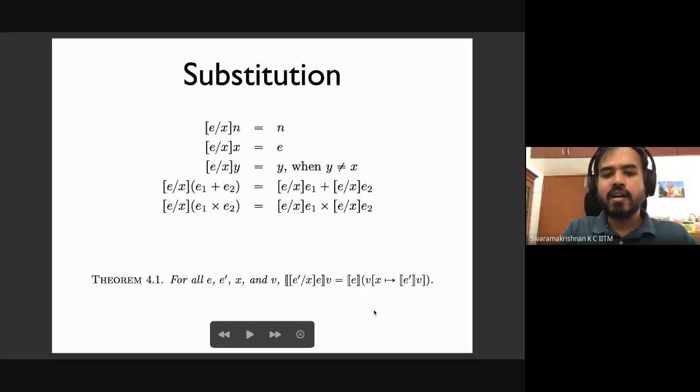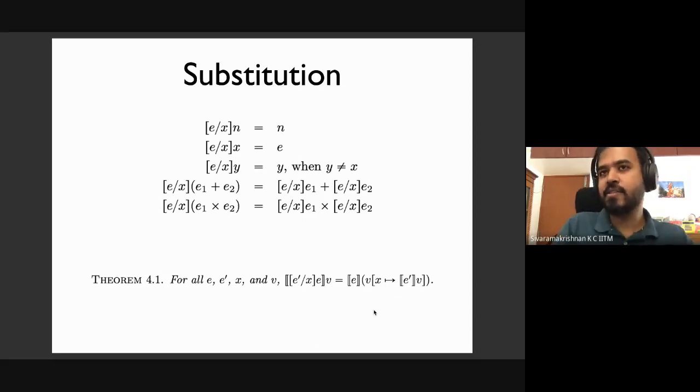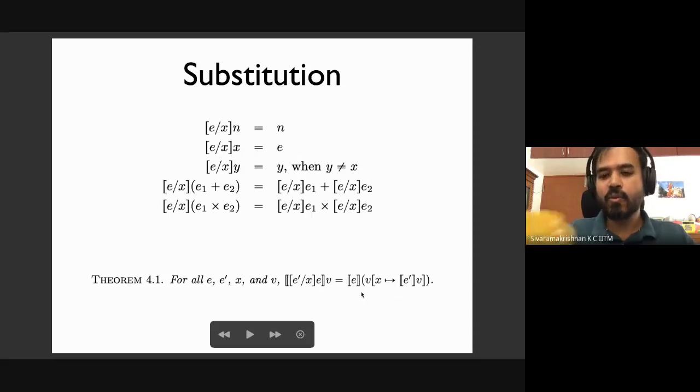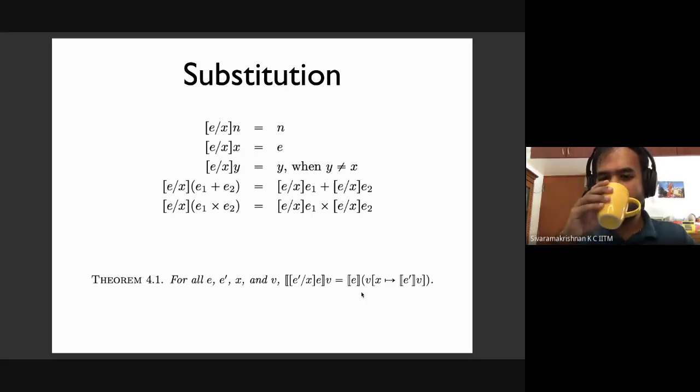So do we agree that this is true? Does anyone have any questions on what is happening here? Why this holds? Or do you have a feeling that this might not hold, or do you not get it? Any questions on this theorem?